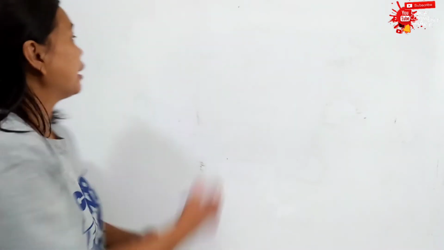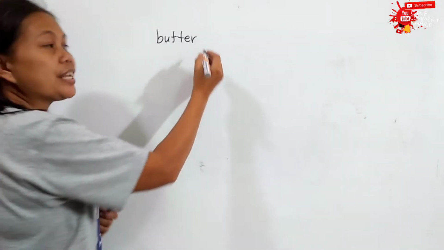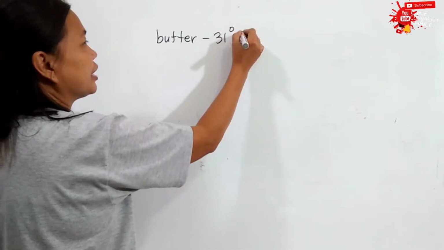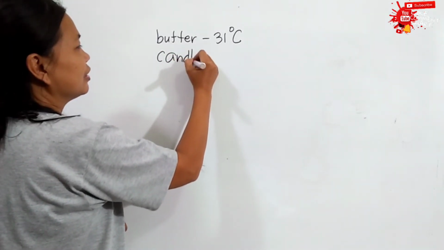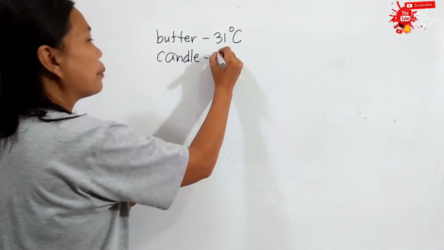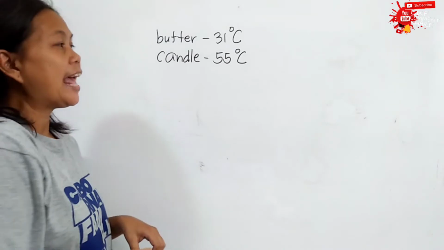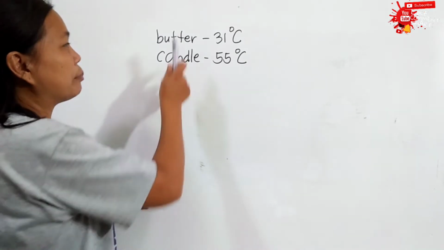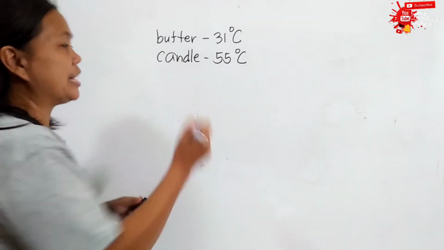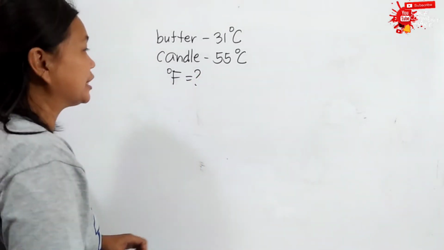Based on problem number 1, the given is that butter melts at 31 degrees Celsius and candle melts at 55 degrees Celsius. So the problem is asking for the difference of the melting points of this butter and candle in degree Fahrenheit. So what are we going to do to find the answer for this problem?